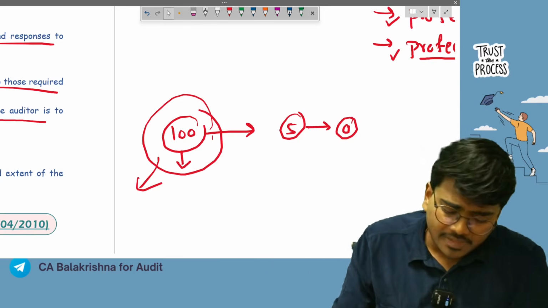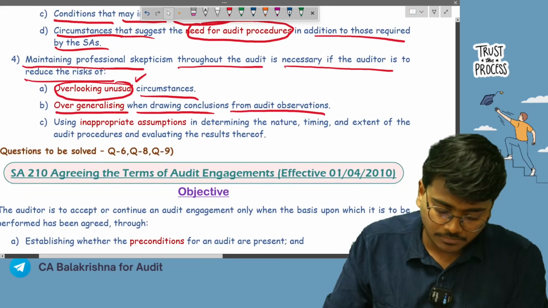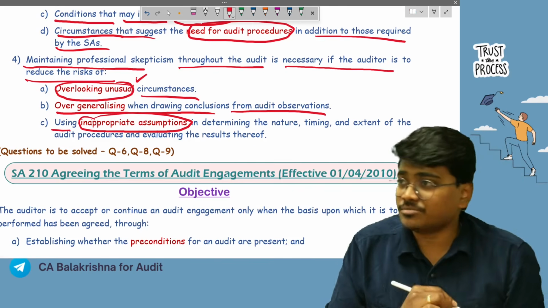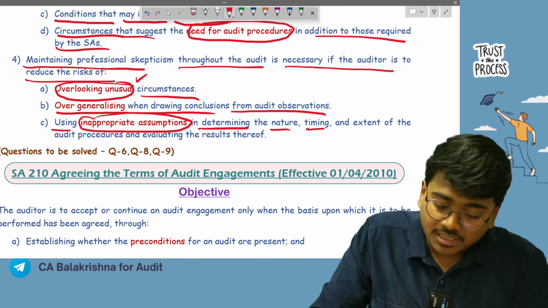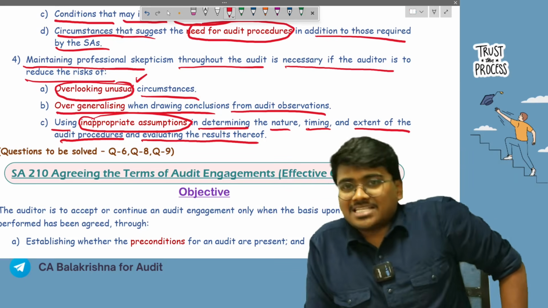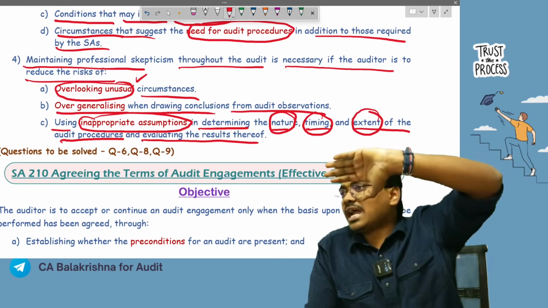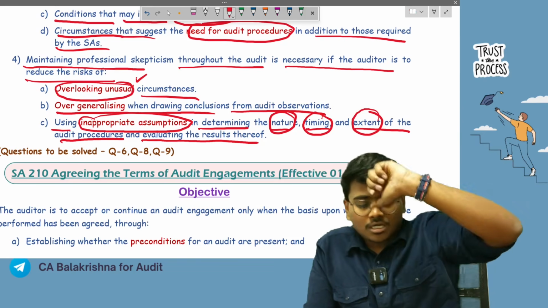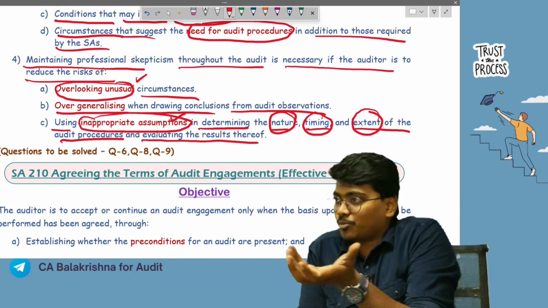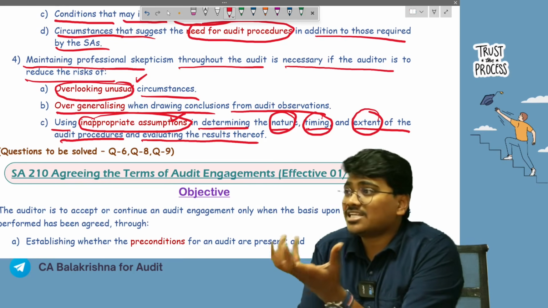Okay, next, using inappropriate assumptions in determining the nature, timing, and extent of audit procedures and evaluating the results thereof. What is this nature, timing, extent of audit procedures? I'll explain it in the coming standards. Now here we'll understand what inappropriate assumptions are. If you don't exercise professional judgment, professional skepticism, how could you make these inappropriate assumptions?